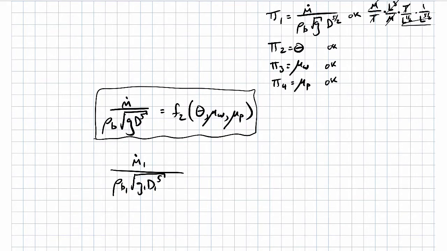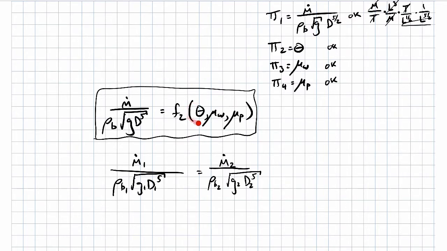So what we want to know is what happens if we just double the diameter. So just keep in mind that the theta, the mu w, and the mu p are exactly the same, right? We said we're using the same hopper and the same material, so those will be the same. And actually, the rho b will be the same too. So let me just write this out, and then we'll make use of that information.